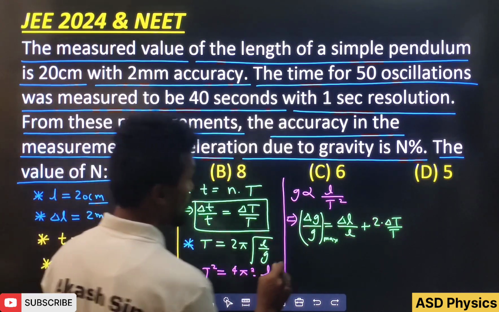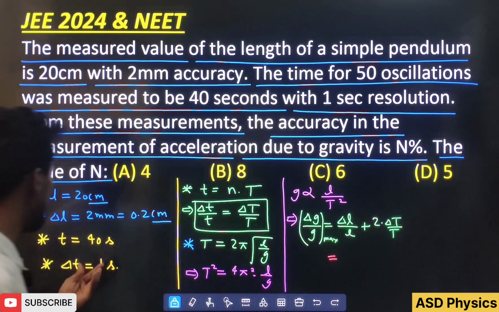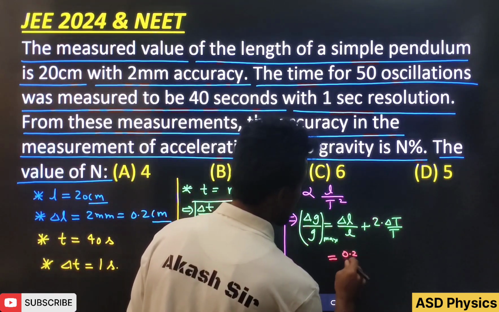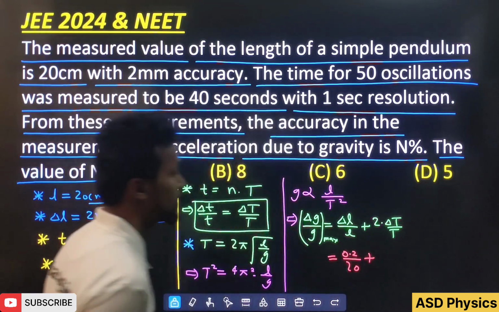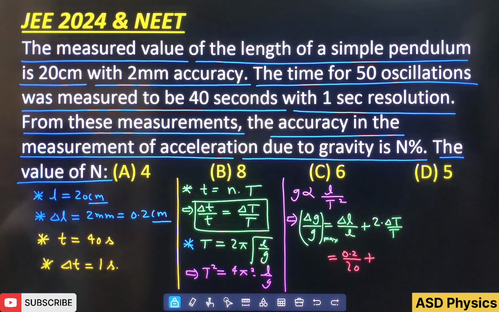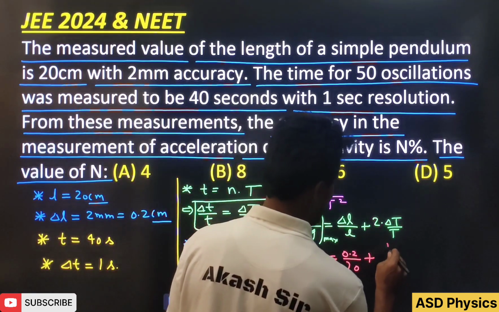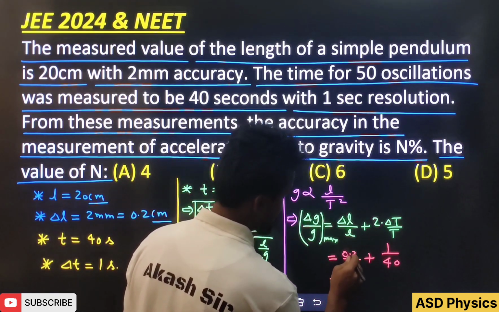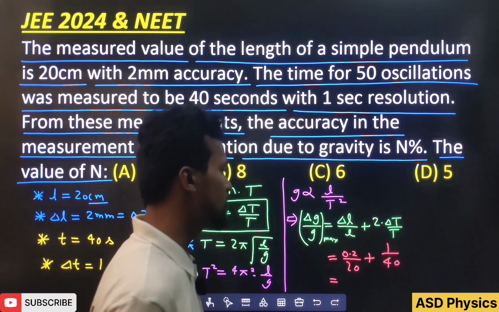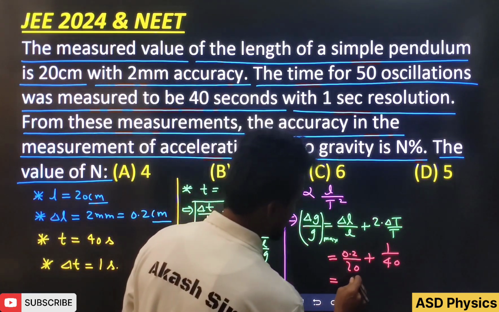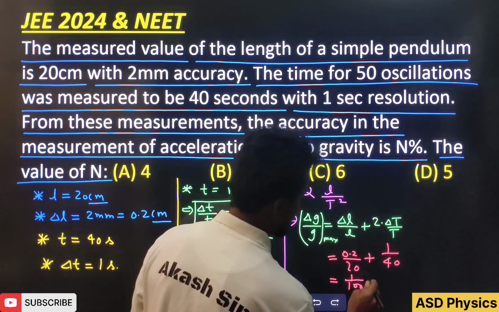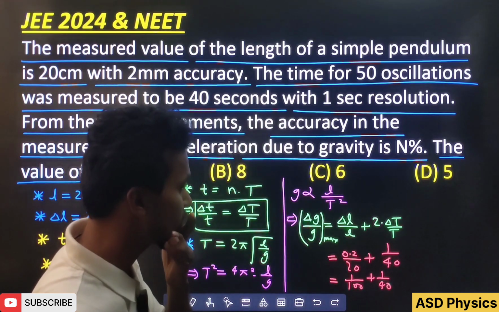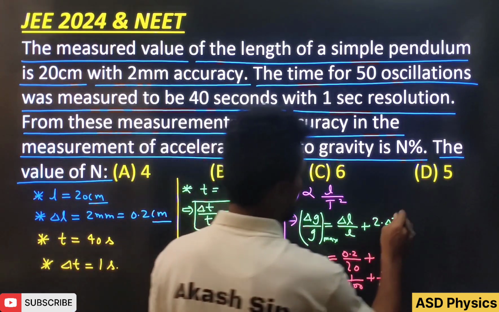After that, what will this become here? Kindly put the values. Delta L by L, how much is given here? 0.2 by 20, plus here what will come? 1 by 40. Correct now? So students, what will happen here is that we just remove the decimal and cancel out. So it will become 1 by 100 plus 1 by 40. Correct now? Because 0.2 by 20 is 2 by 200, so it will become 1 by 100 plus 1 by 40.